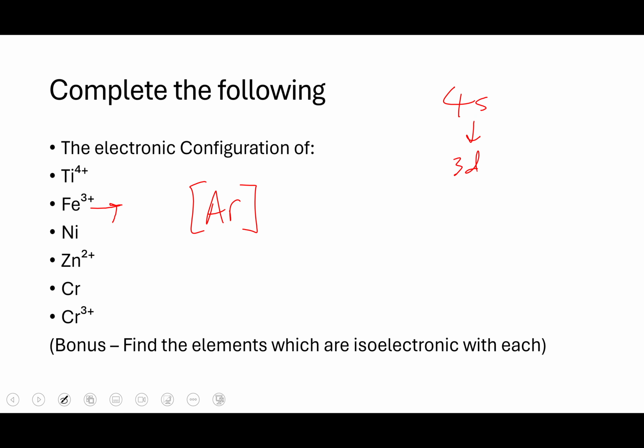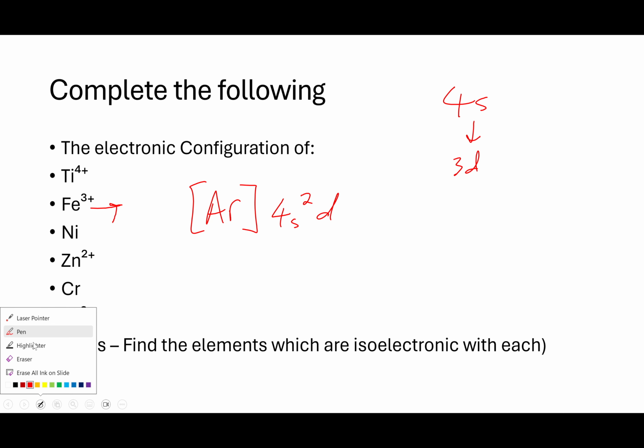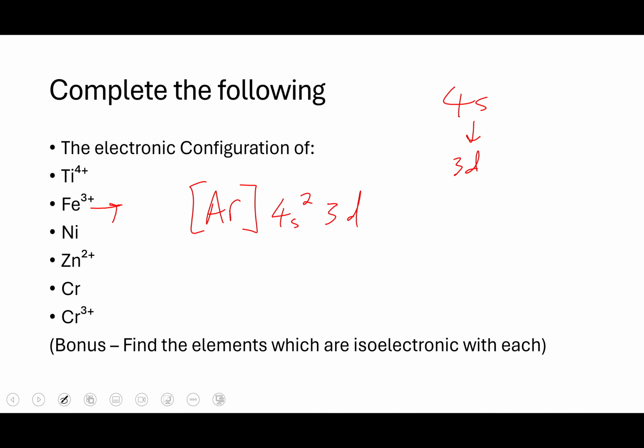Everybody fine so far? So we're going to have 4s2, 3d. If we have 8 and we take 2 already, how much do we have left?